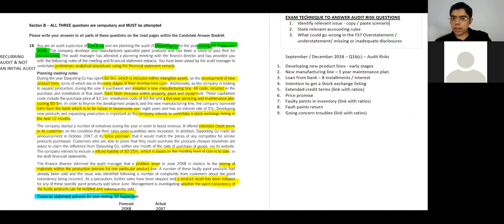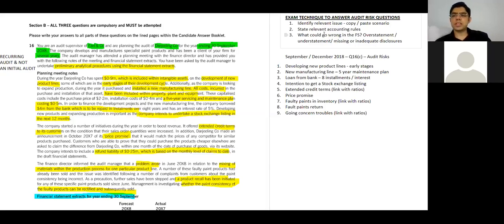Over. Number 2, state the relevant accounting rules. Where possible, you need to spell out the relevant accounting rules, the requirements of the applicable accounting standard pertaining to that particular issue. And having stated the relevant accounting rules, talk about what could go wrong in the financial statements. Where could the financial statements go wrong? Which components of the financial statement could be overstated?